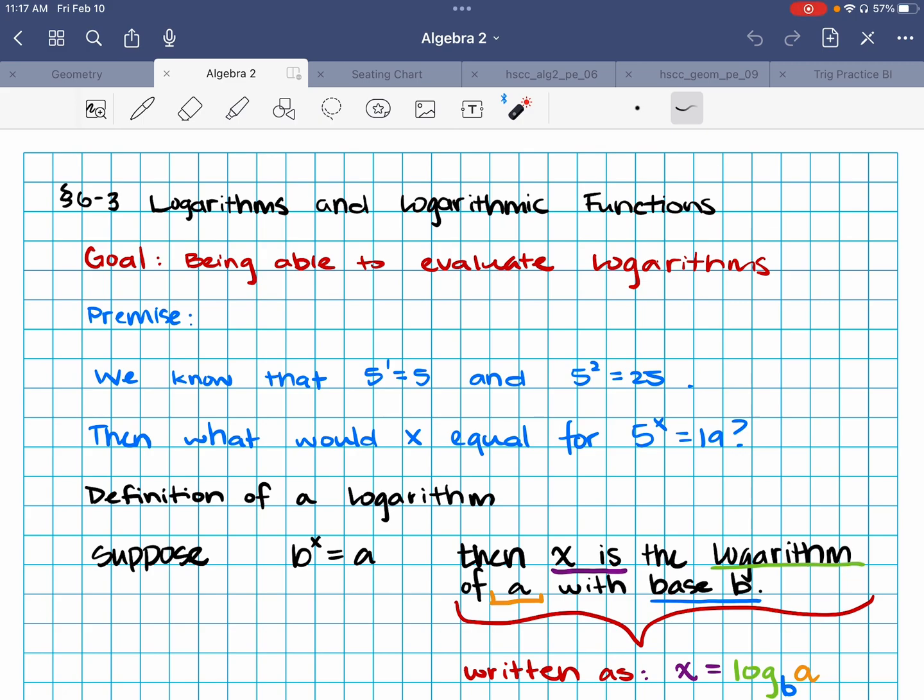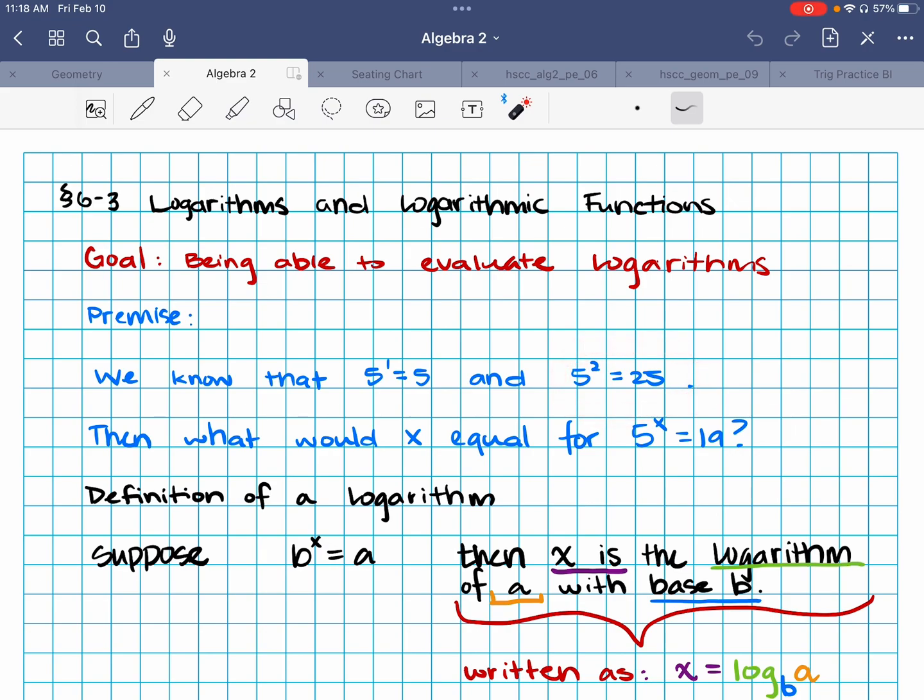Now, the question that we want to ask at the beginning is, what is a logarithm? And to do that, we need to start off with a basic premise. So my premise is that we all know that 5 to the power of 1 is 5. And I think we can all start with that. So everyone would say 5 to the power of 1 is 5. We can also go with the understanding that 5 to the power of 2 is equal to 25.